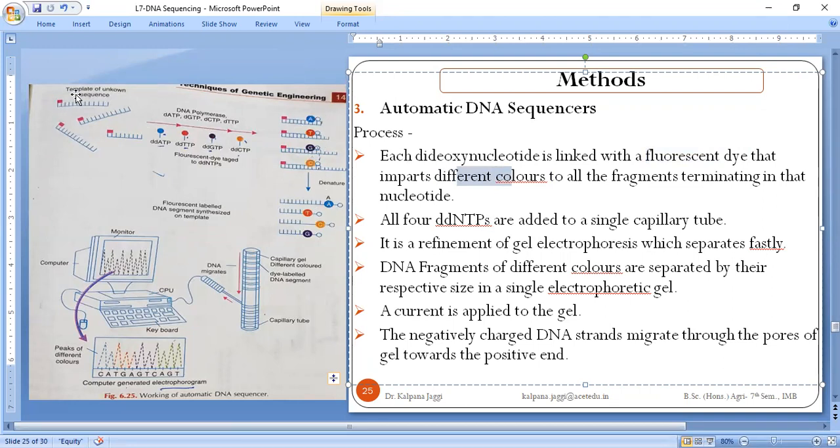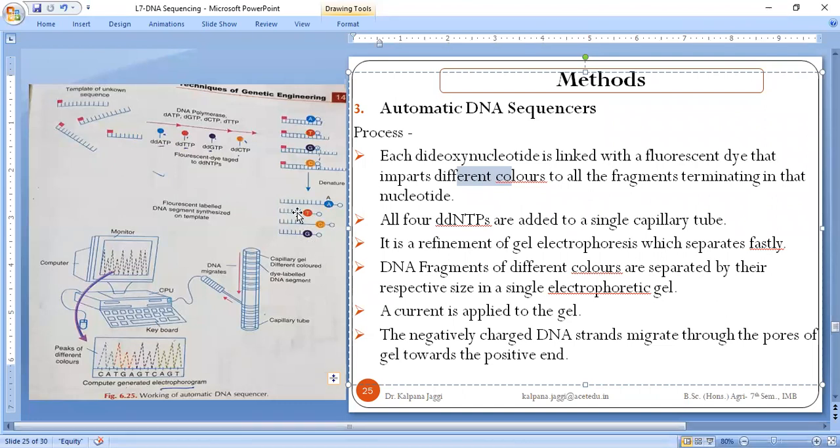So this is again the template. We have again added dNTPs, along with the dNTPs, ddNTPs are attached, and the enzyme is attached, but the difference here is that we have attached fluorescent dye of different colors. If it is blue, then adenine is going to be there. If it is red, then thymine, and so on, right? When the reaction takes place, these are the fragments which are produced.